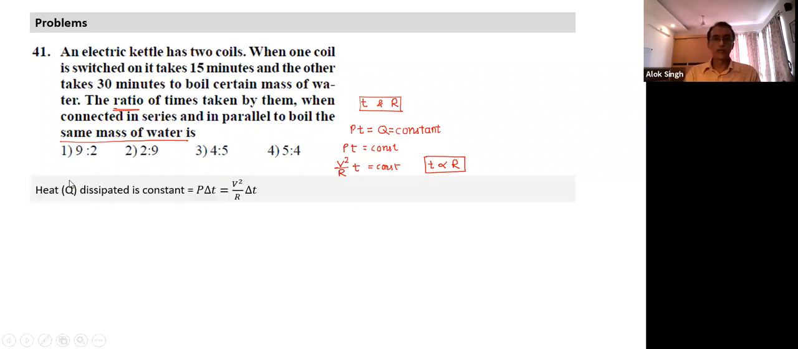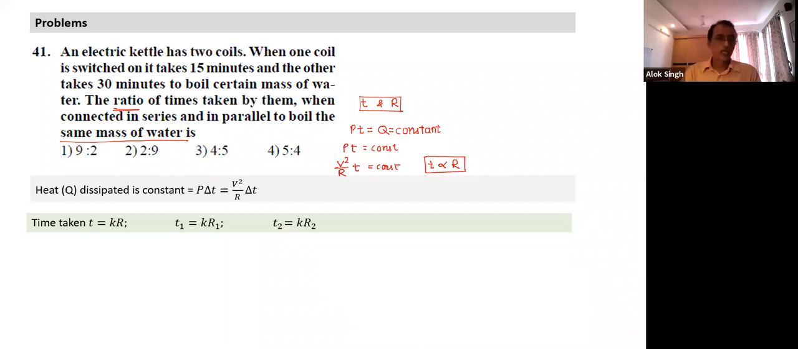First thing you understand: the heat dissipated is constant. So time taken will be proportional to R. In the first case, there are two coils. The first coil has resistance R1 and the second coil has resistance R2. So T1 will be equal to K into R1, and T2 will be equal to K into R2.